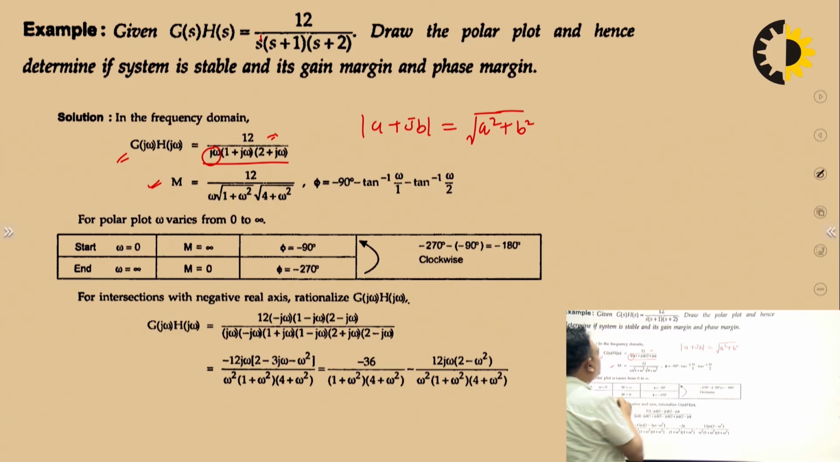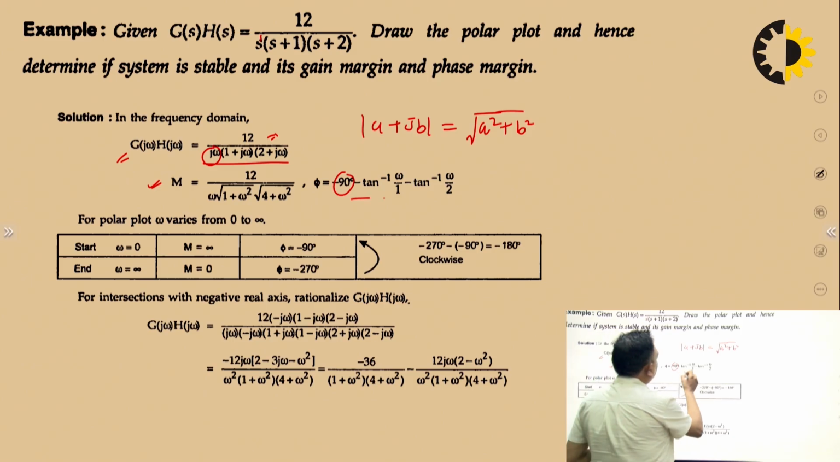According to this, it is a single pole. It will subtend an angle of minus 90 degrees, or 90 degrees in the denominator. So minus 90 in the numerator, you can say. So the angle comes out to be minus 90 minus tan inverse omega minus tan inverse omega by 2.